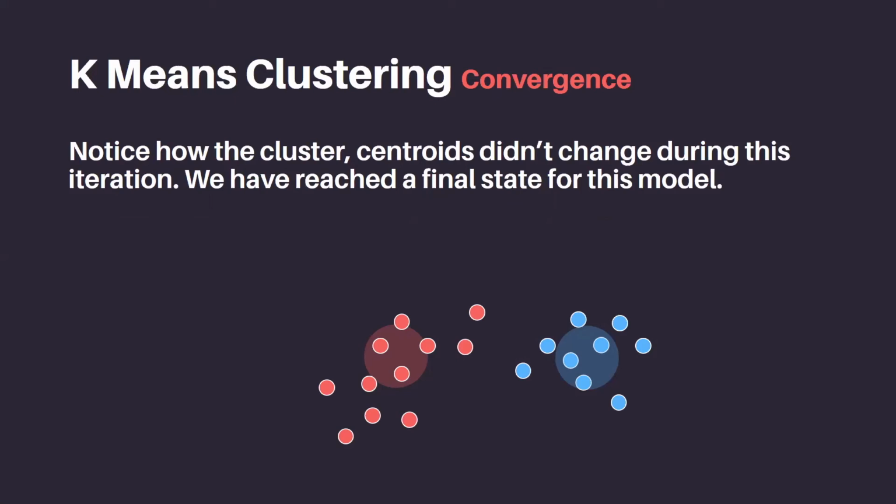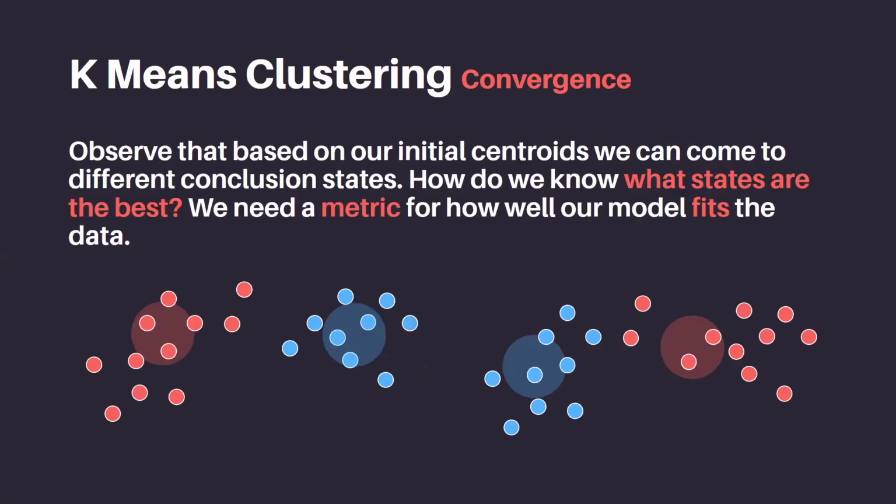As you can see, there's a clear distinction between the red group and the blue group, shown by the gap. And it looks pretty good. We've reached the final state for our model. The model is converged. However, there's a key idea behind the k-means clustering algorithm.